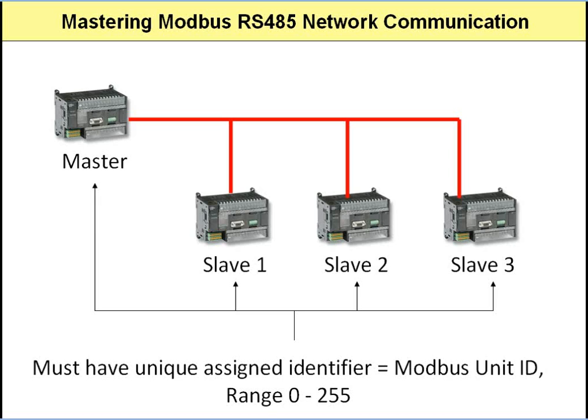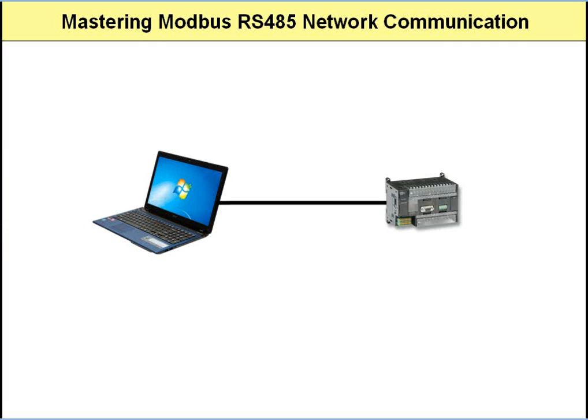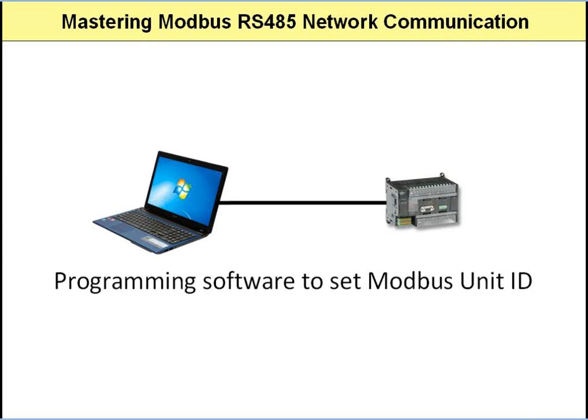But how do you exactly assign these numbers to the different devices? Well, almost all Modbus compliant devices will come with some programming software that you would need to install on your computer. The programming software will allow you to set the Modbus Unit ID of the device. So before you connect a Modbus device to the Modbus network, you need to use the device's programming software to set its Modbus Unit ID. The Unit ID would then be permanently stored in the memory of the device.